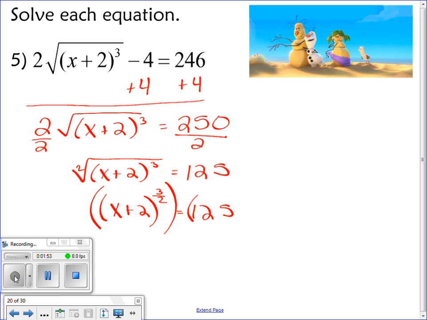So when I raise both of these, what power am I raising them to? Good. 2 over 3. Because again, by raising it to the 2 over 3, if I look here, this would give me 6 over 6, which is just 1. So that's just x plus 2.